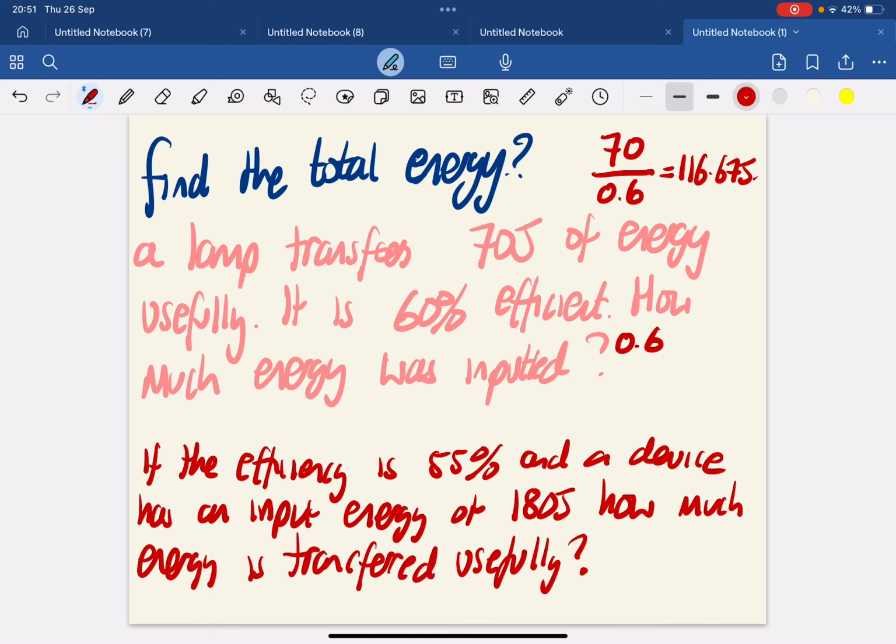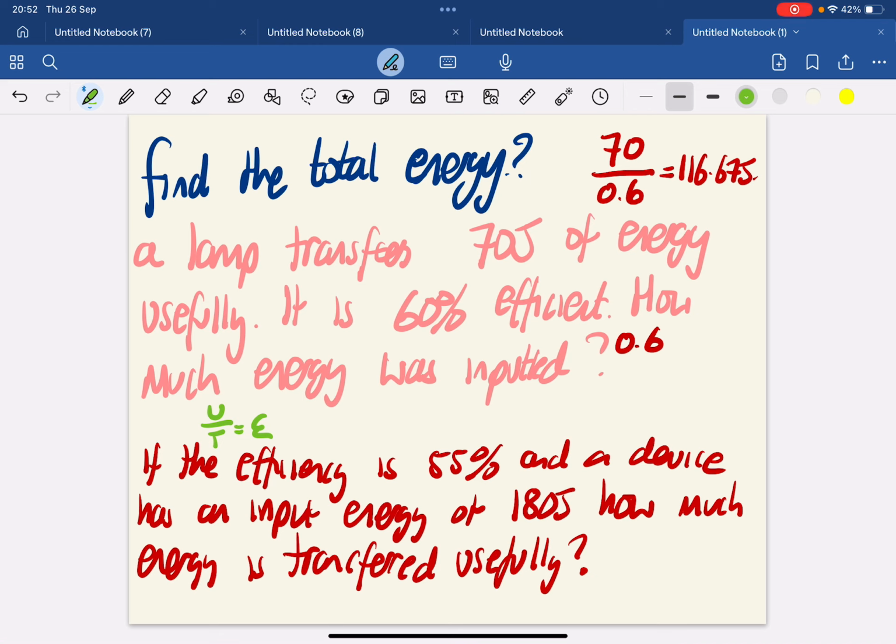And another one we can look at: if the efficiency is 55% and the device has an input energy of 180 joules, how much energy is transferred usefully? Well, for this equation, once again, what do we know? If we have a reminder, it's going to be our useful energy divided by our total energy. That is equal to our efficiency. So remember, I've said there's a video earlier on in Mastering Physics that you might want to have a look at on the FIFA method.